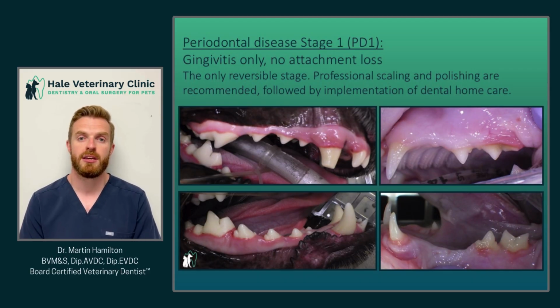The first stage of periodontal disease is known as PD1 or gingivitis, which is the only reversible stage of periodontal disease. Teeth with PD1 or gingivitis are typically treated by performing a professional cleaning both above and below the gum line to remove plaque, which is one of the inciting causes of periodontal disease. Once the teeth have been professionally cleaned, owners can often maintain this periodontal status by performing oral home care such as daily brushing and using VOHC approved products to help minimize plaque and calculus accumulation going forward.